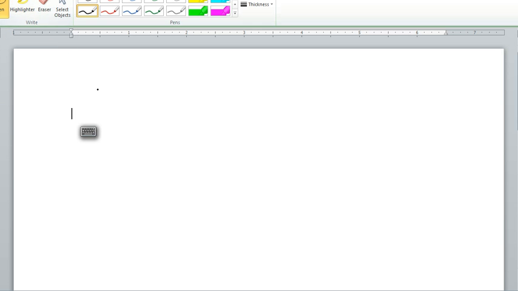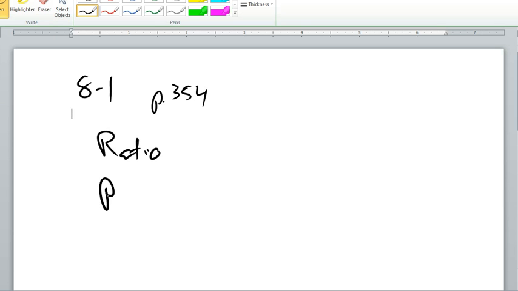Yep, that's it, ratios and proportions. This will begin on page 354 of your book. In Section 8.1 today, they talk about two different things. They talk about a ratio and they talk about a proportion. A ratio and a proportion.